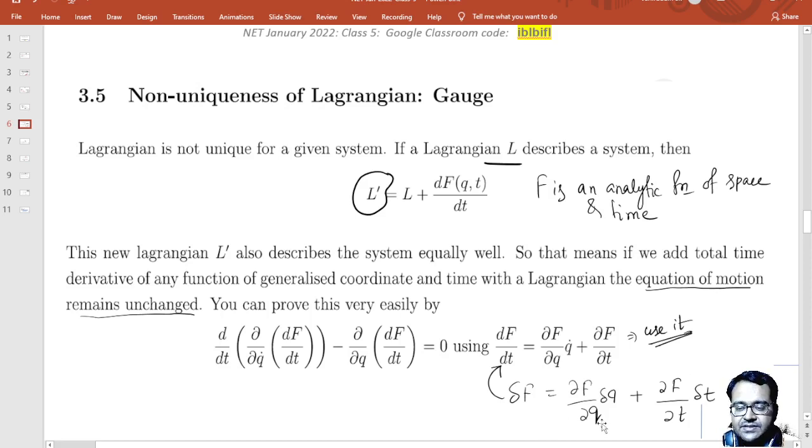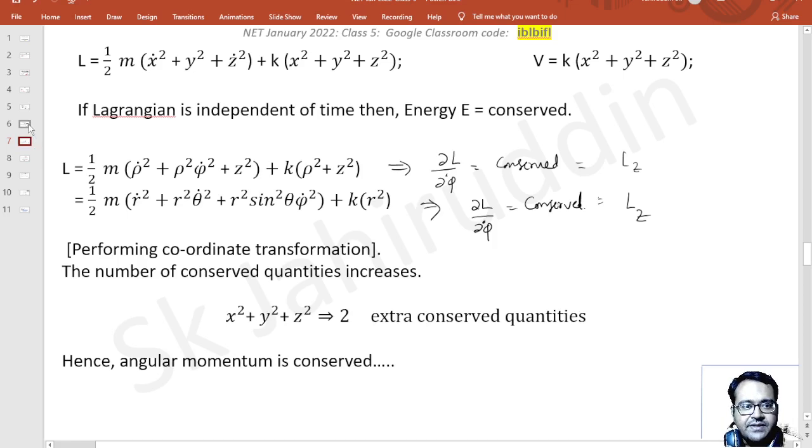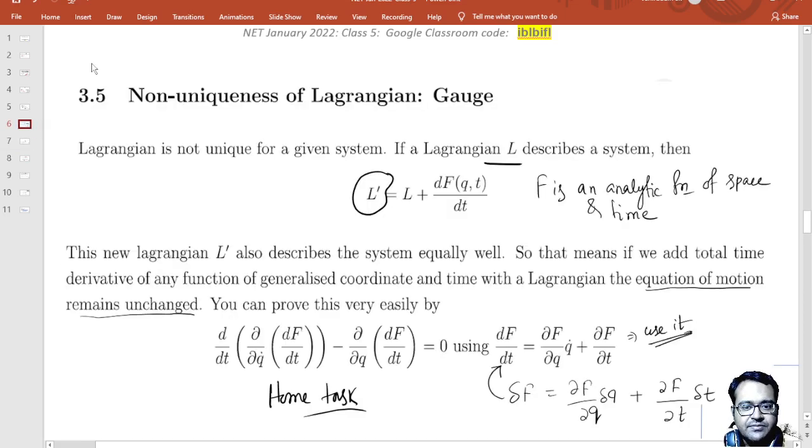So this df is ∂f/∂q plus ∂f/∂t, then df/dt is this, and you use this and you prove this. So this is a home task. It will be a one-or-two-liner, but please do this. Using this, please prove that both this L and L dash will follow the same Lagrangian equation of motion. Okay, then next we have one or two examples for the conservation.